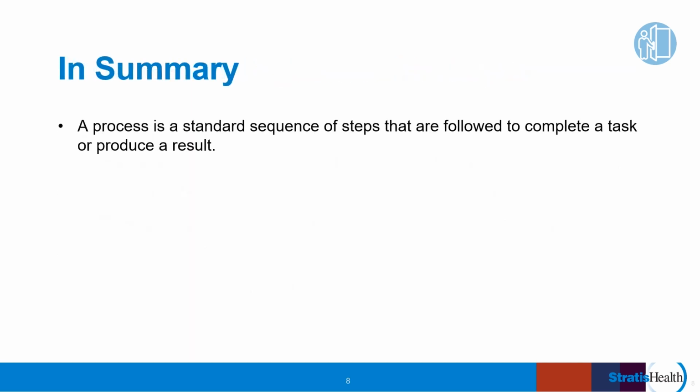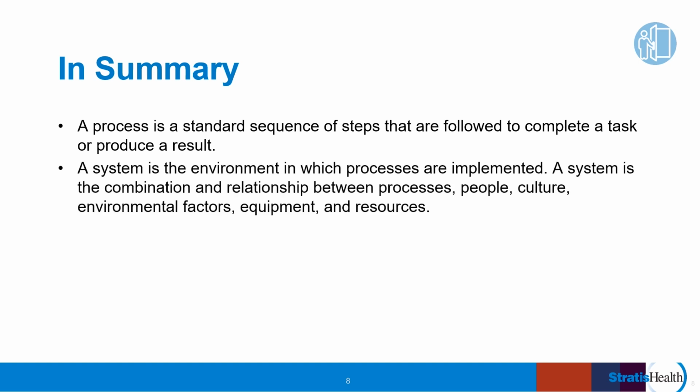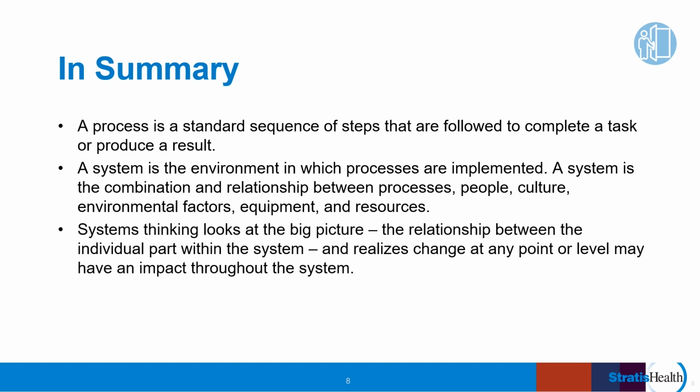A process is a standard sequence of steps that are followed to complete a task or produce a result. A system is the environment in which processes are implemented. A system is the combination and relationship between various processes, the people involved, organizational culture, environmental factors, equipment involved, and resources available. Systems thinking looks at the big picture, the relationship between the individual part within the system, and realizes change at any point or level may have an impact throughout the system.